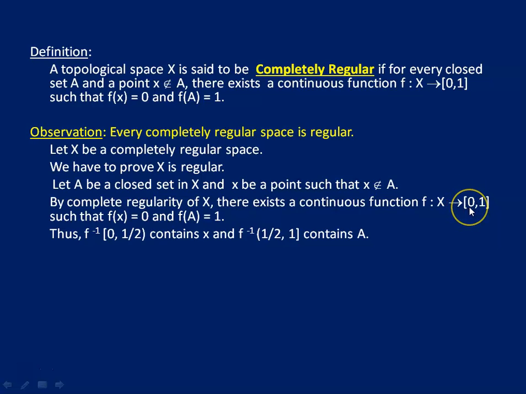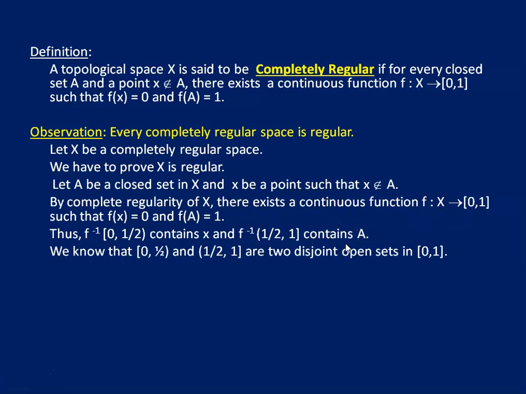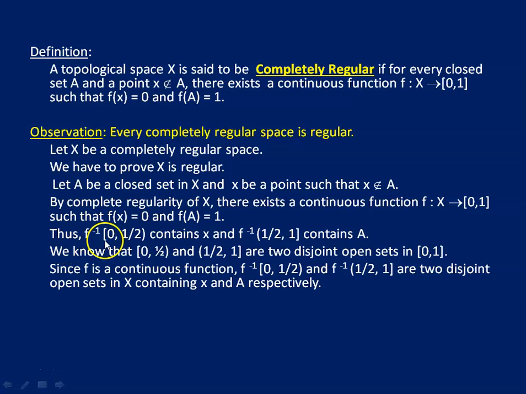we have an open set here, and the inverse image of that open set is open in X. So f inverse of [0, 1/2) is an open set in X which contains the point x, and f inverse of (1/2, 1] is an open set in X which contains A. We know that the interval [0, 1/2), which is closed at 0 and open at 1/2, and (1/2, 1], which is open at 1/2 and closed at 1, are two disjoint open sets in the closed interval [0, 1].